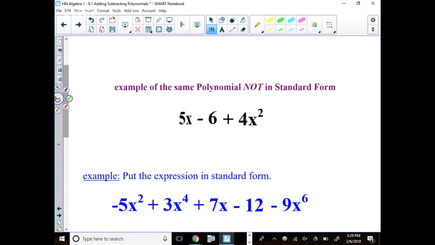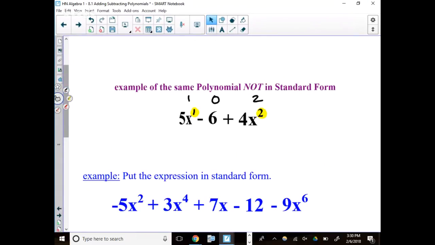When we're talking about degree, we're talking about the exponents on the variables themselves. So for example, this would be degree 1. This would be degree 0 because there is no variable. This would be degree 2 because there's an exponent on x, which is 2.